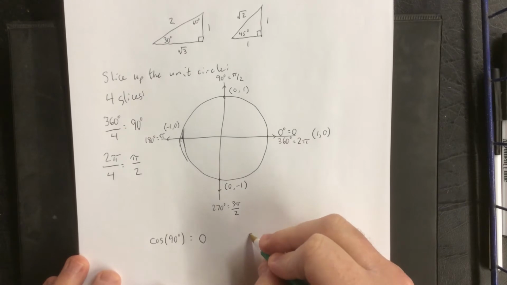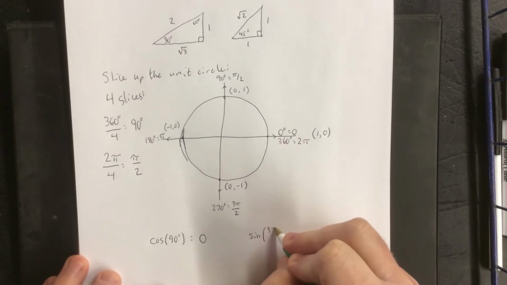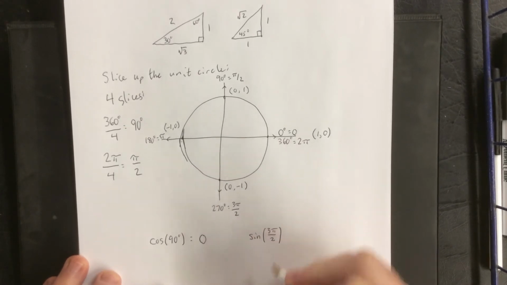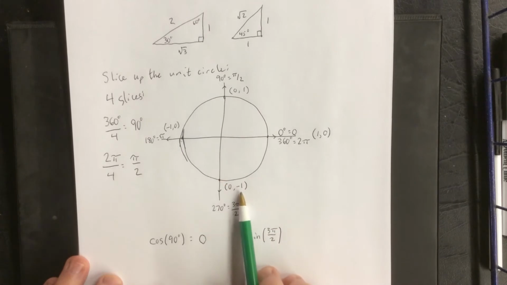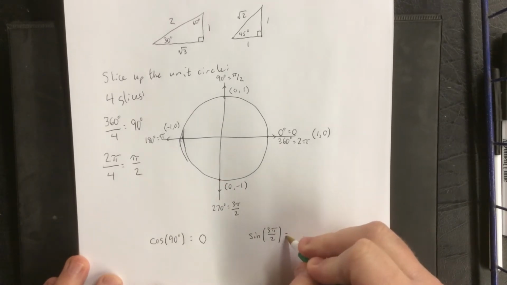We could also consider something like the sine of 3 pi over 2. Sine is supposed to be the y-coordinate, so we head over to where 3 pi over 2 is, and we look at the corresponding y-coordinate. That would be equal to negative 1.